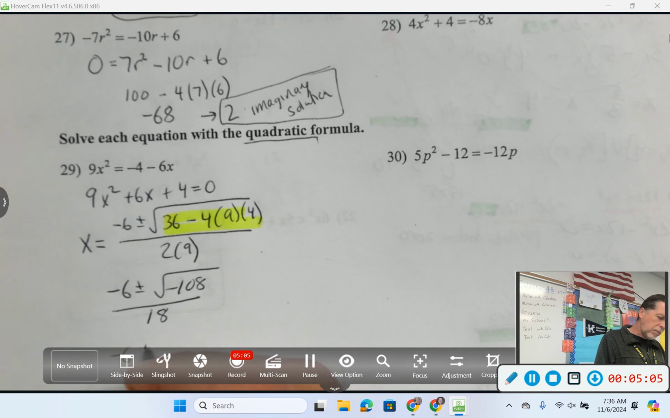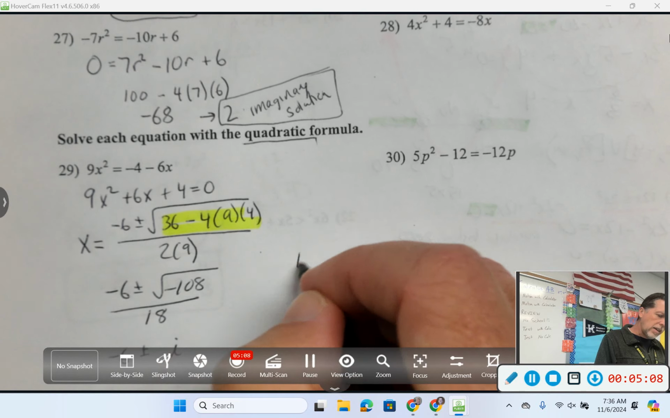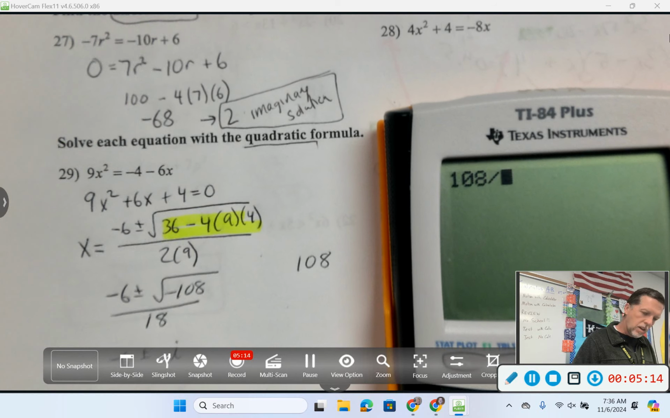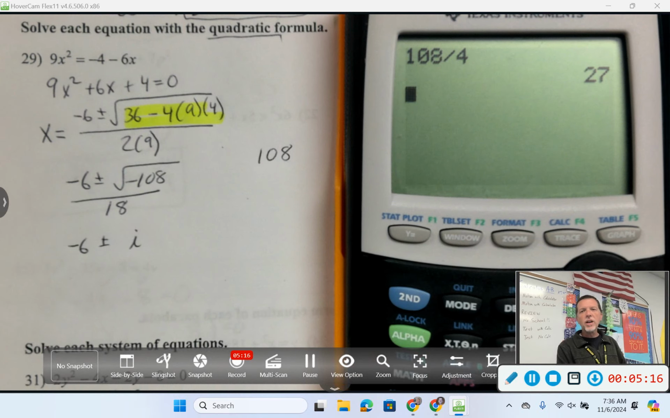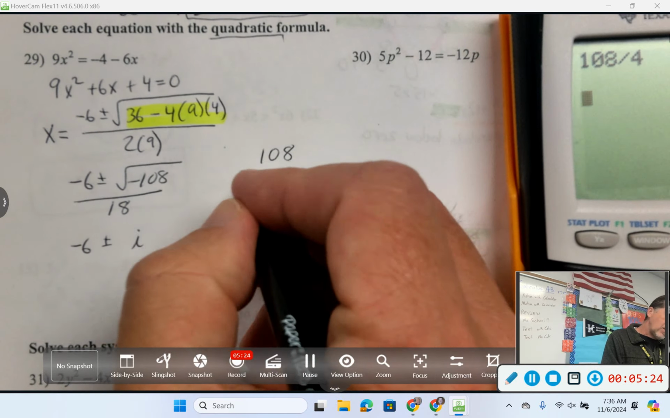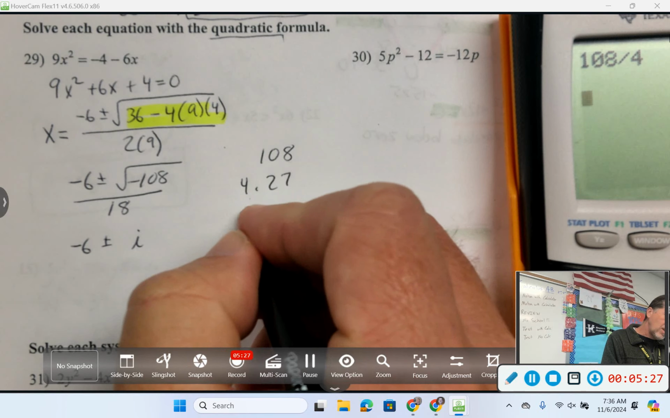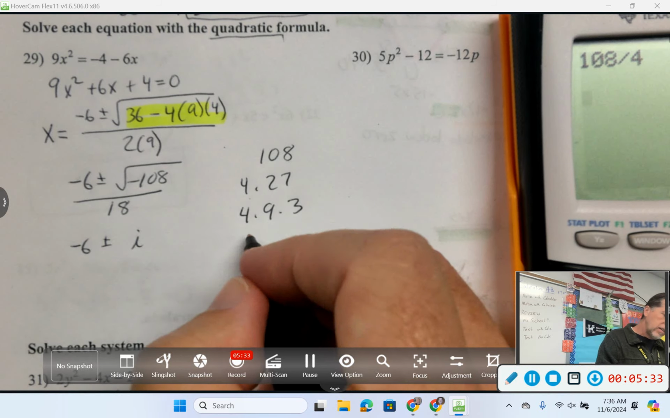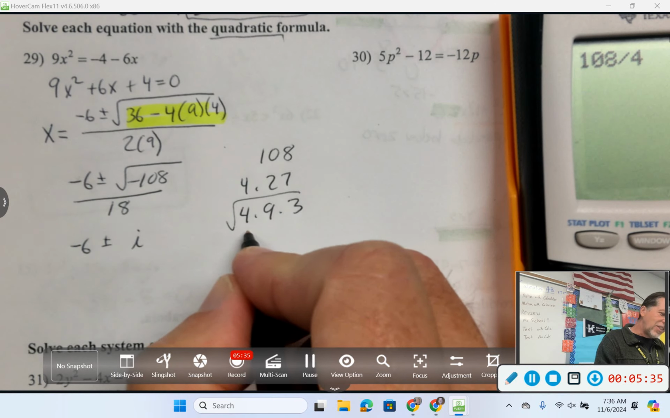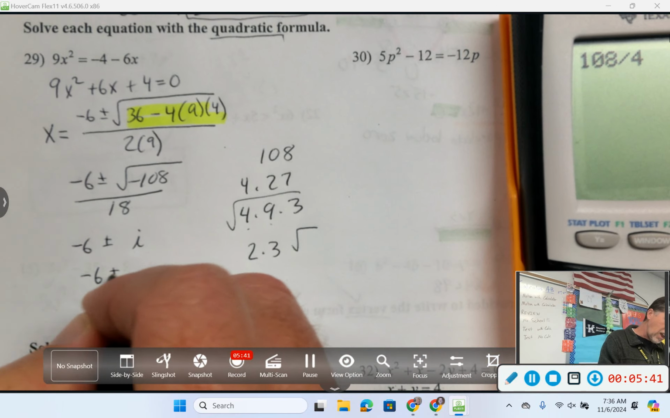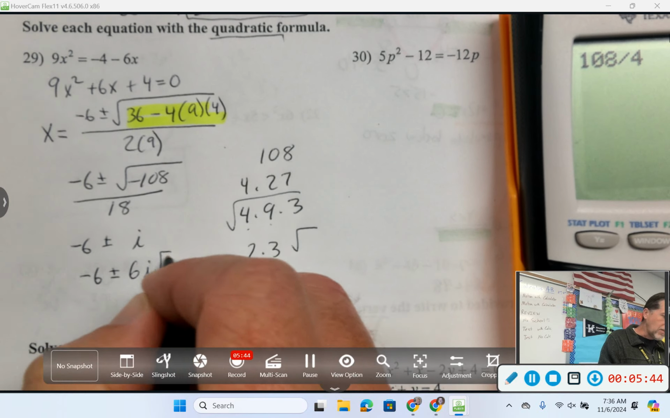See, negative 6 plus or minus i. What can I do with 108? It certainly looks like it's divisible by 4. And again, you've got the calculator, so this shouldn't be too bad to figure out. Well, that one's also divisible by 9. Sure is. So that's 4 times 27, that's 3 root 12. But that's 4 times 9 times 3, root 6. 6 root 3. So careful: the 4 and the 9 can have a square root, the 3 does not. So 6 root 3, 6i root 3 even.